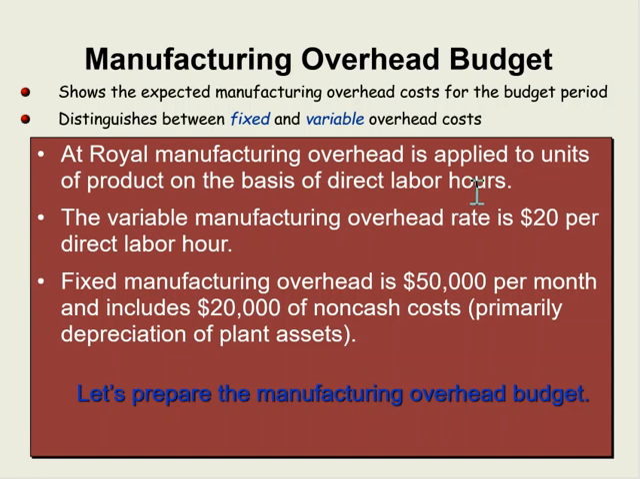They apply their overhead on the basis of direct labor hours. They use a $20 per direct labor hour variable manufacturing overhead rate. So for every direct labor hour worked, they're going to add $20 in variable manufacturing overhead. Their fixed manufacturing overhead is $50,000 per month, which includes $20,000 of non-cash costs. That non-cash cost, which is going to be depreciation, will come into play a little bit later.